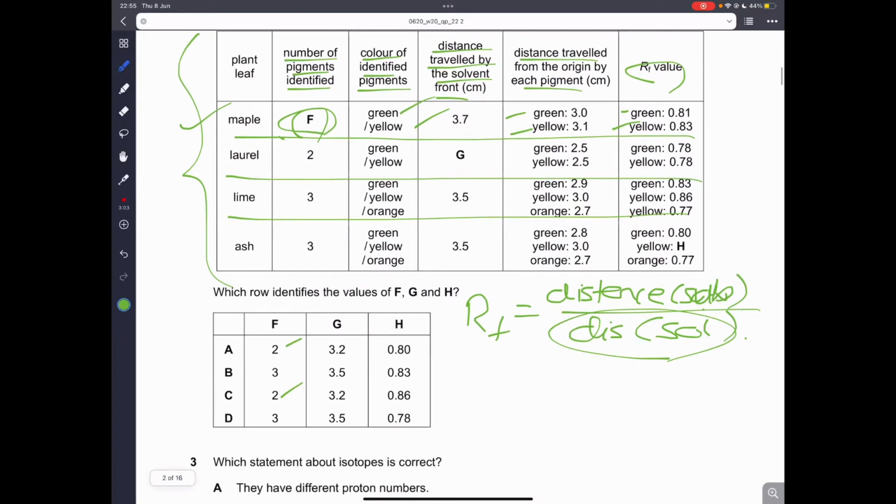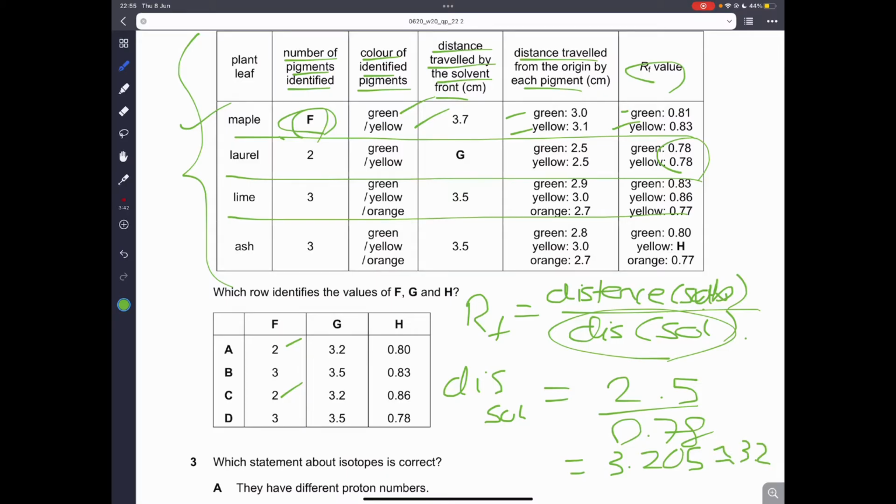If we rearrange the equation, the distance traveled by the solvent is going to be the distance traveled by the substance, the pigment, which is 2.5, over the RF value, which is 0.78. Let me put that in the calculator real quick. This is going to be 3.205, so it's basically 3.2 rounded to 1 decimal place. So there's 3.2 in the table, so let's take that off.